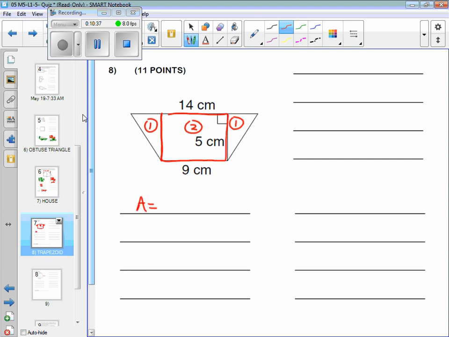Formula is base times height. Okay, ready? What is the base? Matthew: It's 9. It's not 14. 14 is this whole piece. 9 is my base. And my height is 5. Once you started doing this, now you started getting points. Right now I gave you 3 points just for that.